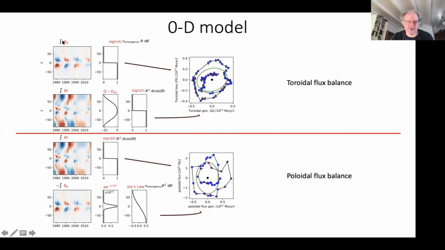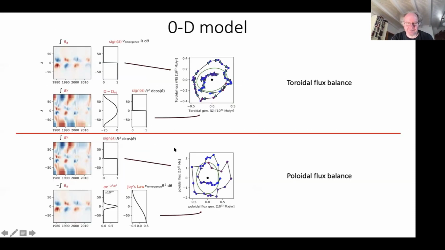And if you look at the loss, well, the loss term is flux emergence, so you have the amount of toroidal flux at the surface, which we can observe. You have the emergence velocity, which people have measured because it's the type of thing observers like to do. And you'll find out that the toroidal flux loss due to flux emergence is about negative 0.4 to positive 0.4 times 10^23 maxwells. So we've got a nice little cycle going on here where we generate toroidal flux and we lose it.